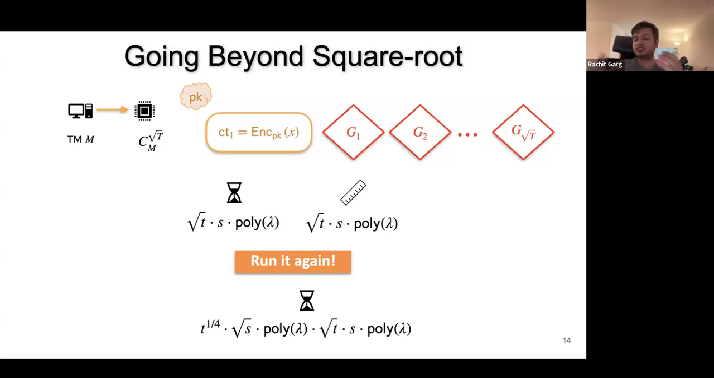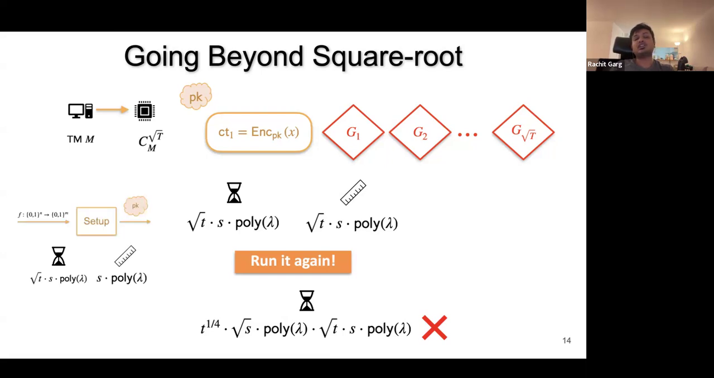If I do this trivially, then I do get t to the 1/4, because I have a square root dependence on the time. But there is a space multiplication as well. So I'll get the square root dependence on the time, so t to the 1/4 dependence on time. But because of the space, I will again see the square root t show up. So now the time to do this computation will be t to the 3/4. And we've made no progress here.